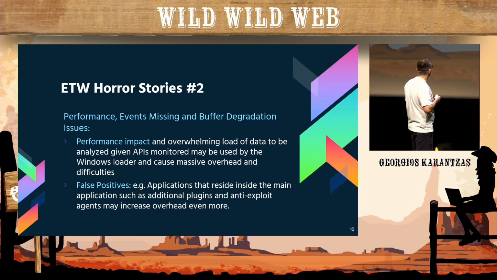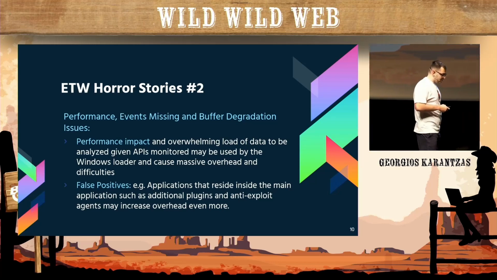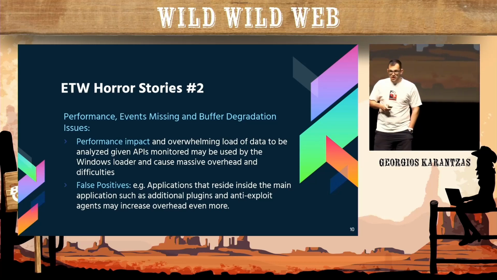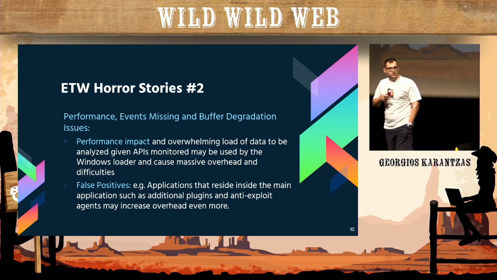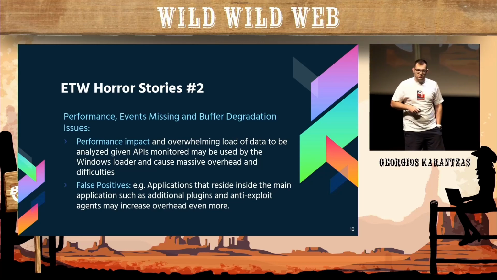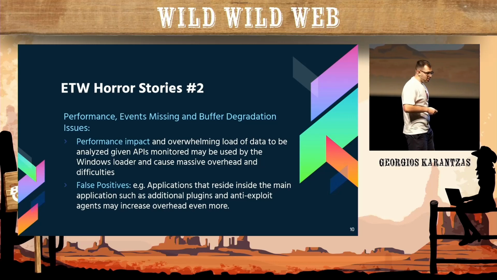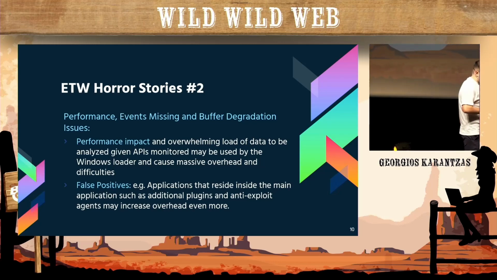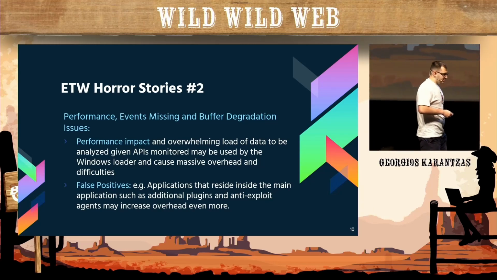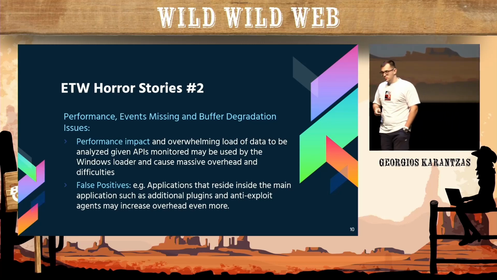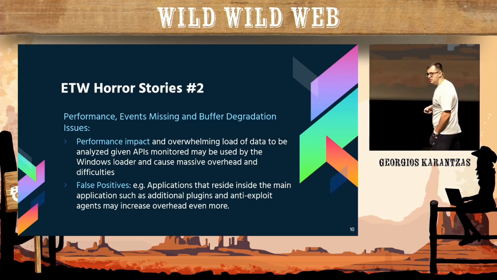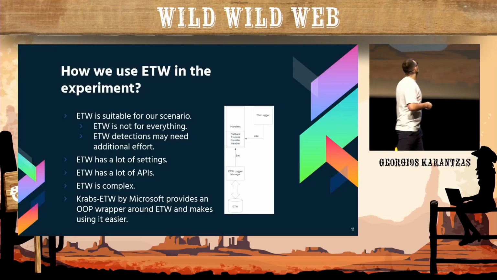So also we can have false positives. What do I mean by that? Event tracing for Windows will record everything that happens in the process. But imagine this. Imagine that you have an anti-exploit agent or an EDR agent. Isn't it going to do some hooking? Isn't it going to use sensitive APIs? Isn't the Windows loader going to use this kind of APIs? As much as the overhead is increased, the chances of a false positive increase as well. So let's move a little faster.